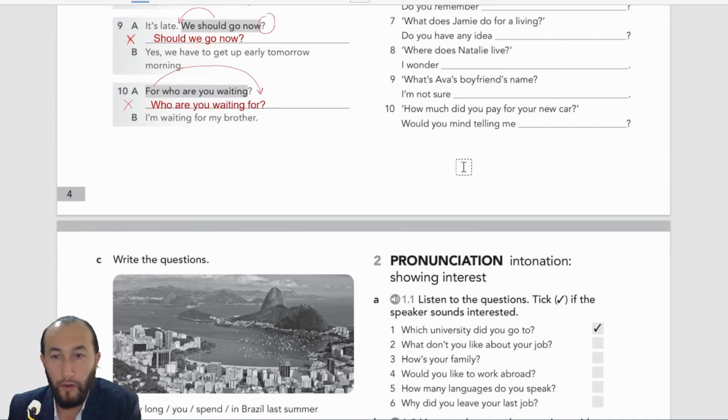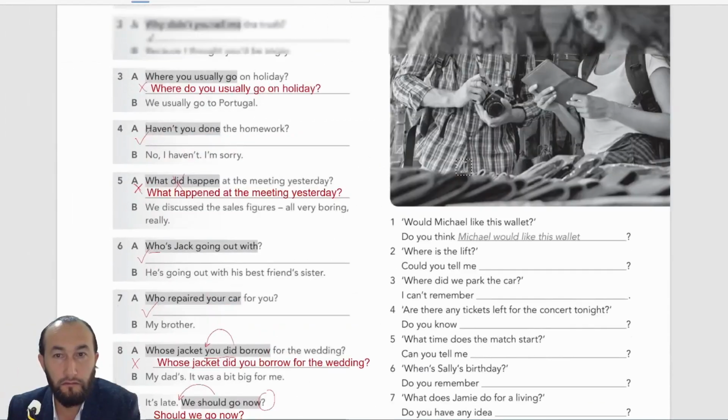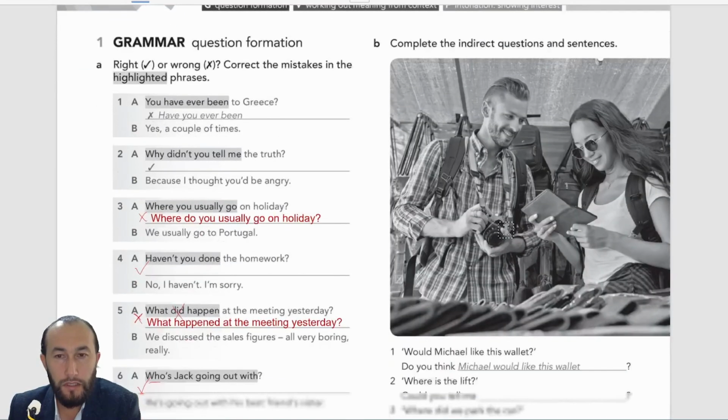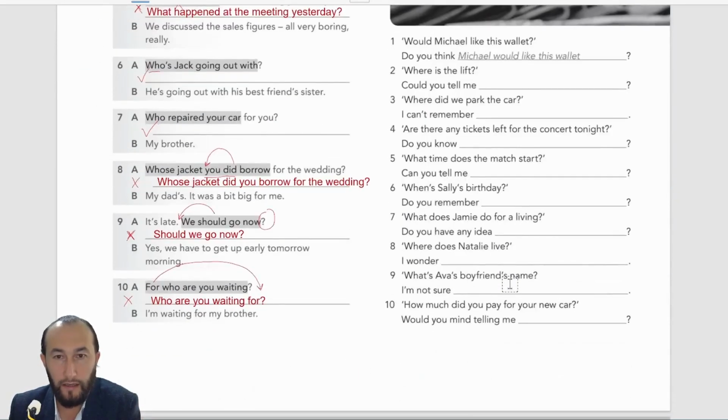So that's it. Now we're going to move to exercise B, was it? Yeah, exercise B. Complete the indirect questions and sentences. Okay, so indirect questions, we use them to sound polite. And how do we make indirect questions? Indirect questions are a combination of two questions.